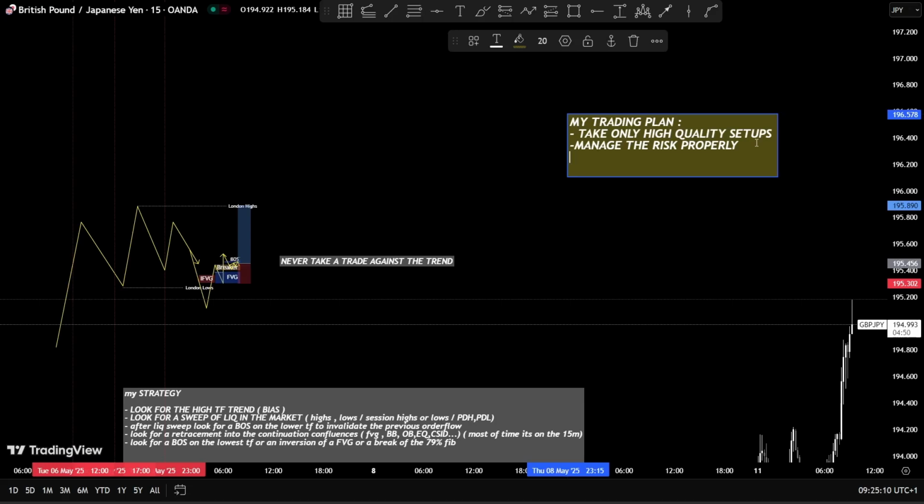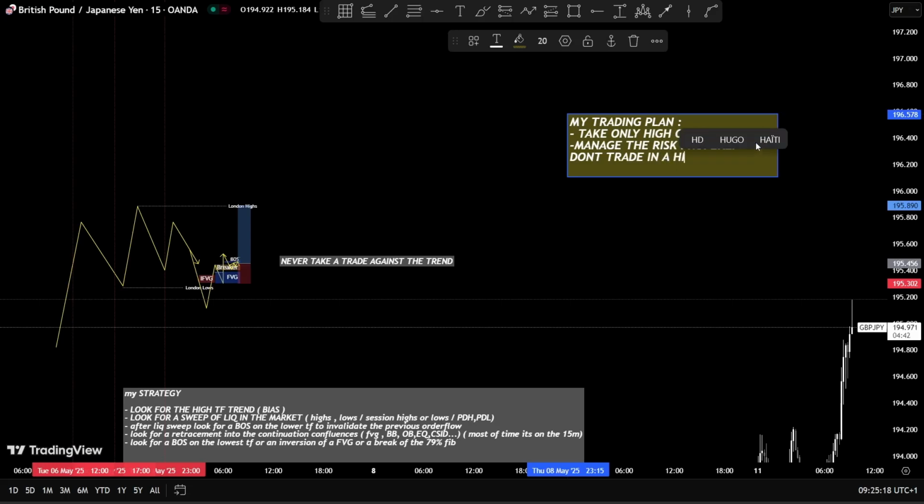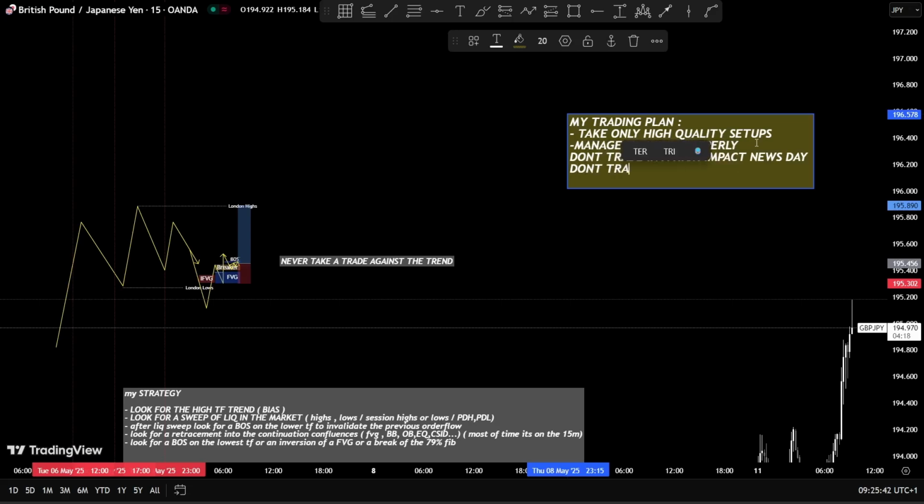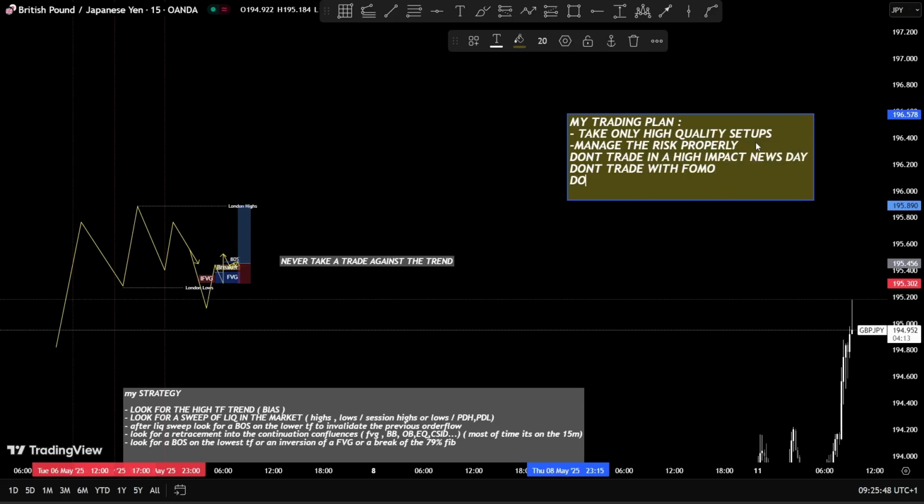Also, don't trade on a high impact news day. If you see FOMC or Federal Reserve funds or anything like that, or CPI data, don't take a trade, because it's going to be very volatile and it's not going to be aligned with the strategy. Next thing, don't trade with FOMO.